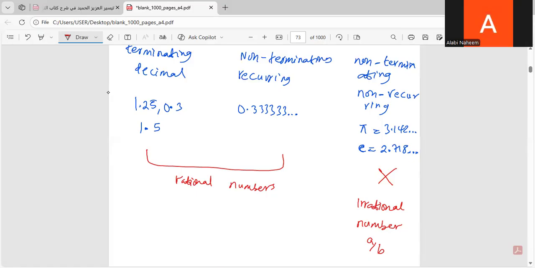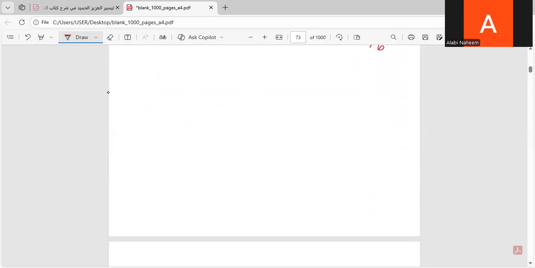We already said the non-terminating non-recurring decimal is not a problem anymore. They are usually constants, like pi, like e, and the likes. So we have to focus now on terminating decimals and non-terminating recurring decimals. When I see a fraction, how can I know beforehand that this fraction will give a terminating decimal or a non-terminating recurring decimal? There's a principle for that. The principle is this.